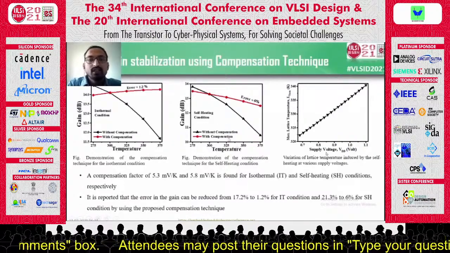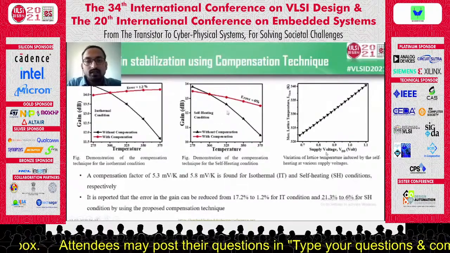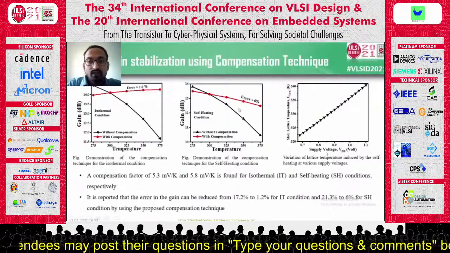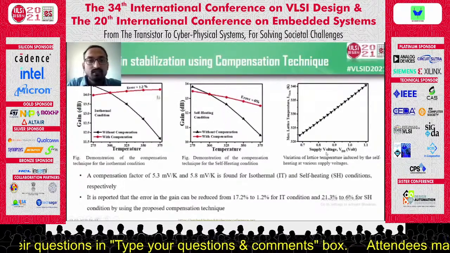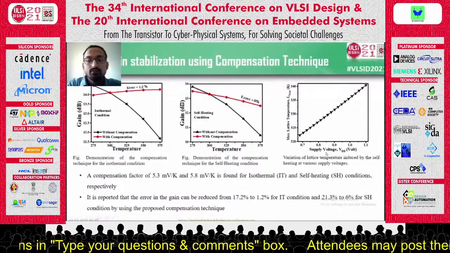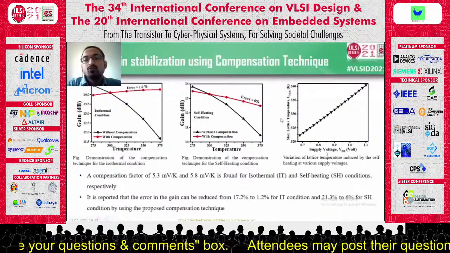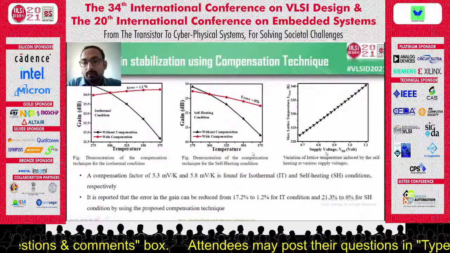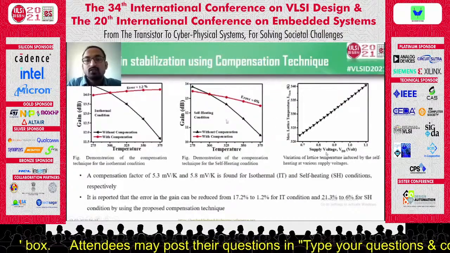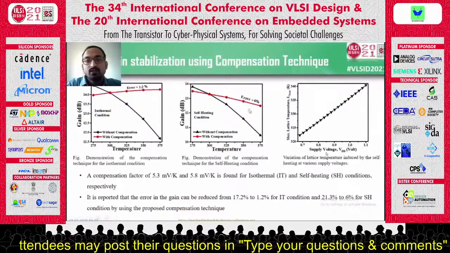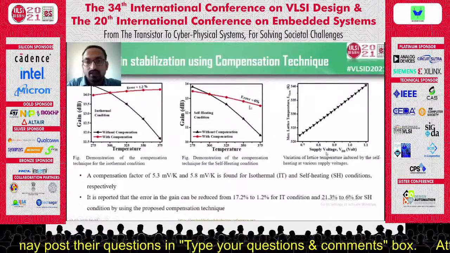Here we can see that the error in the gain after using the compensation technique is larger in the self-heating condition. Here it is 6%, here it is 1.2%. It is because to compensate the temperature variation, as we increase the supply voltage, the self-heating effect also increases. So in the self-heating condition, we can observe a higher error.